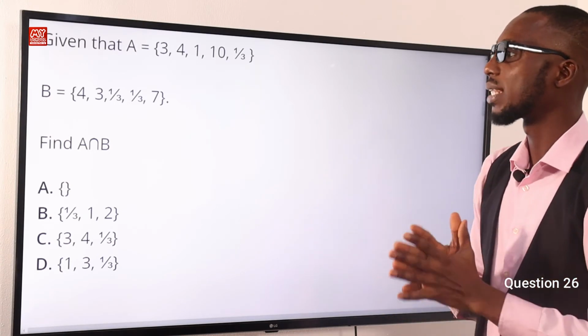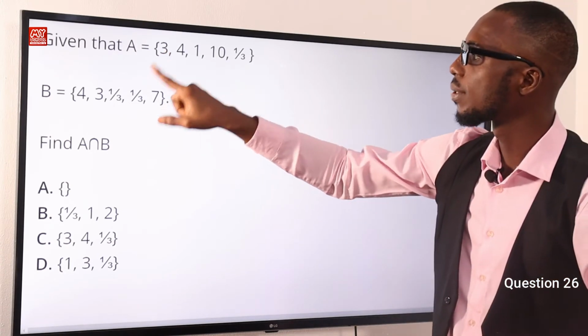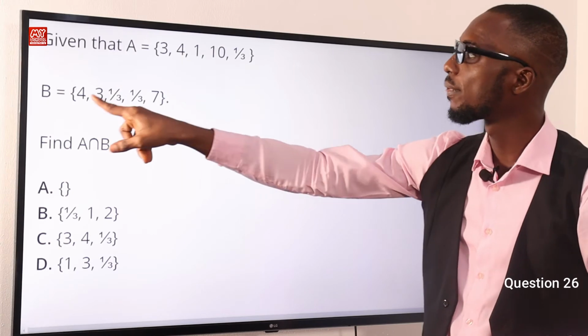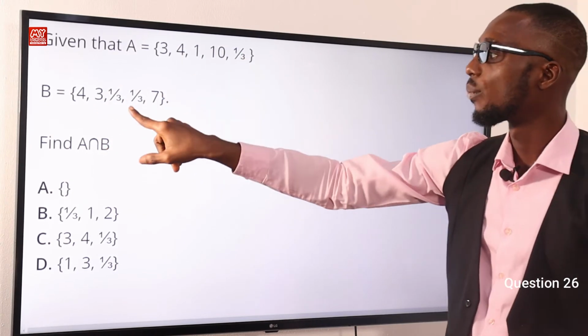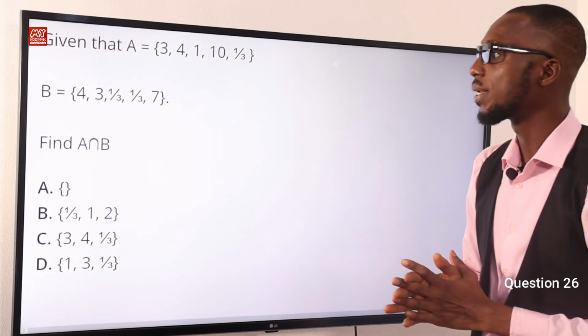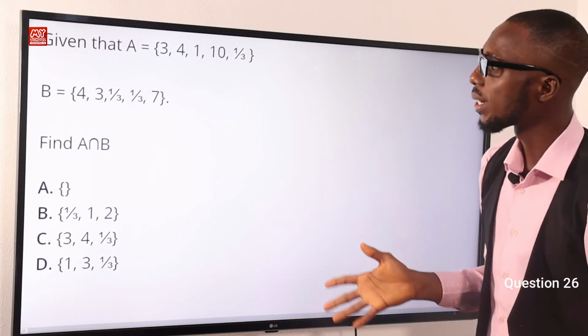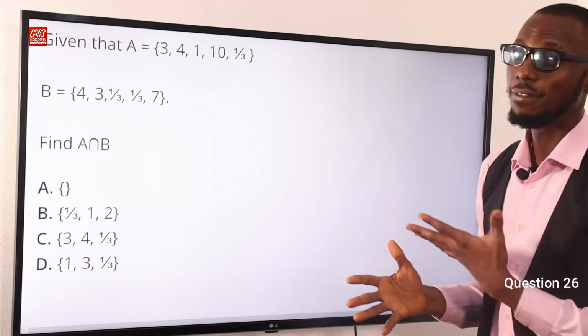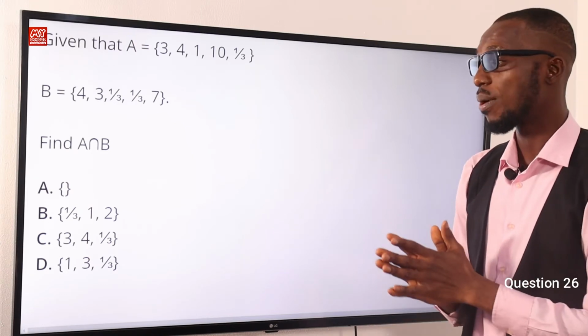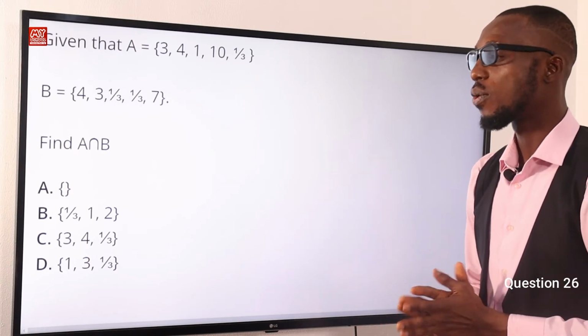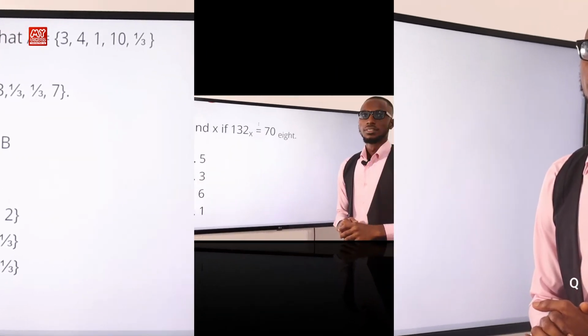So let's look for members that are common. We have 3 is common, 4 is common, 1/3 is common. So A intersection B will be {3, 4, 1/3}, or properly put in order, 1/3, 3, then 4. So the correct option is option C, 3, 4, 1/3.